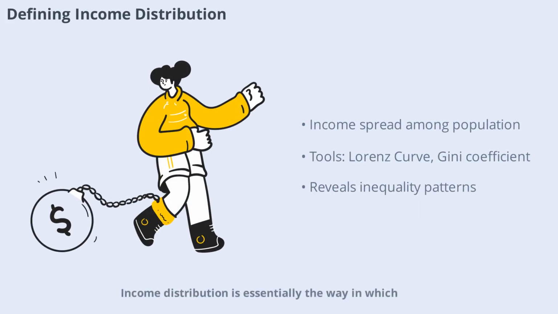Income distribution is essentially the way in which a country's wealth is shared among its citizens. Some people earn more while others earn less, and this spread can reveal a lot about a society's structure. Economists use various tools and measurements to analyze this distribution, such as the Lorenz curve and Gini coefficient. By examining income distribution, we can identify patterns of inequality and understand how different groups are affected by economic policy. This sets the stage for deeper analysis, including the role of minimum wage and labor market dynamics.